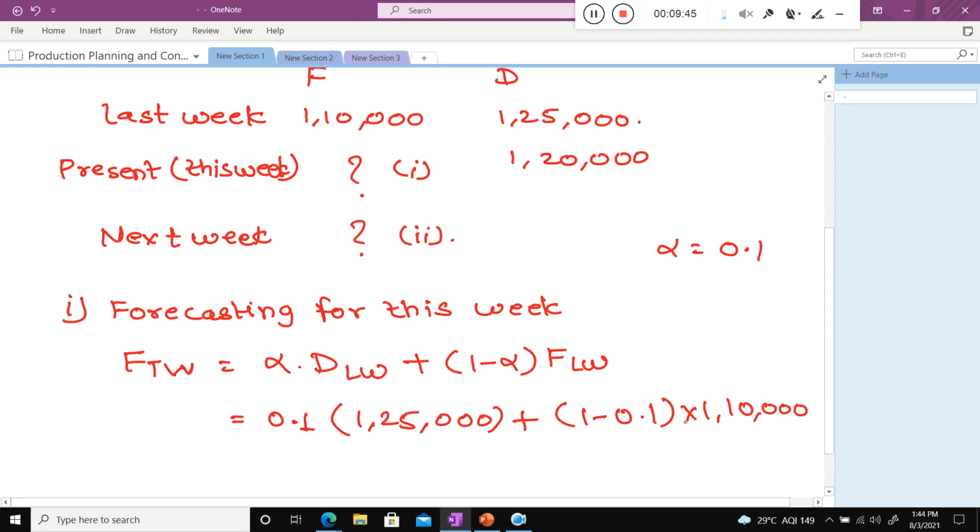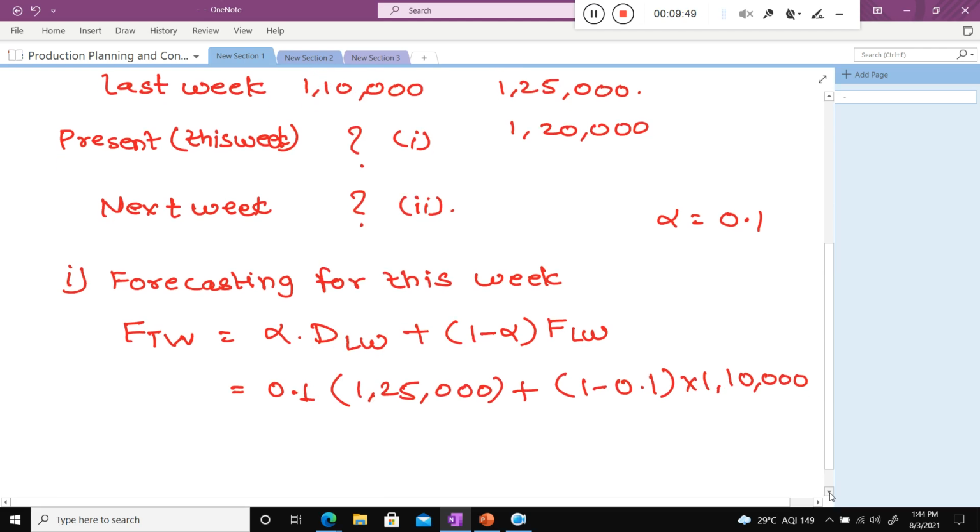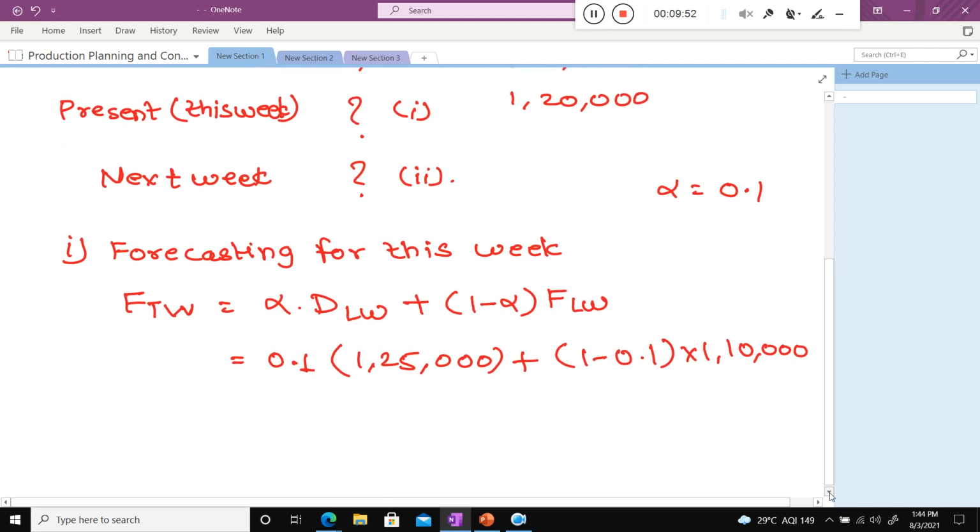Okay, so can you calculate quickly what the forecasting of this week is? 1,11,500. Everyone getting the same value? Very good. Okay, so this is the forecasting of this week.